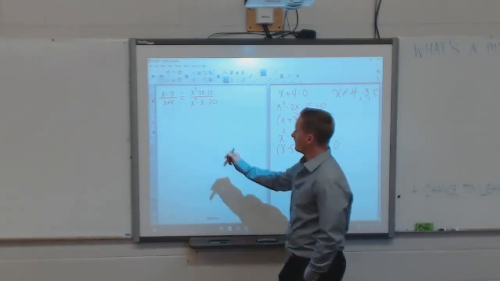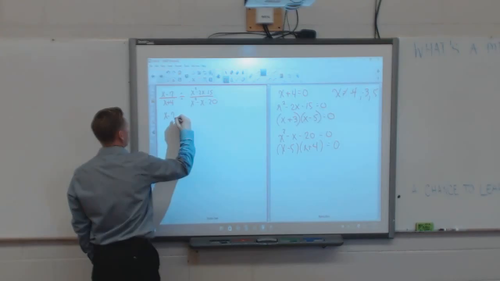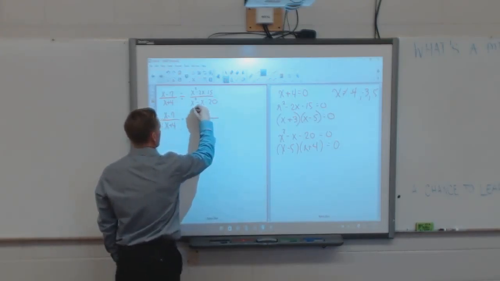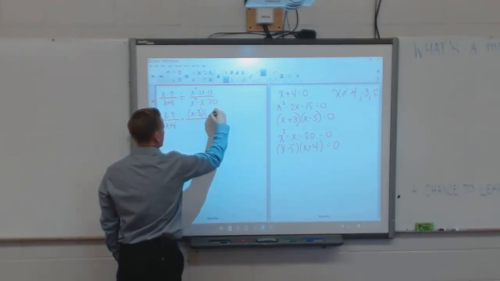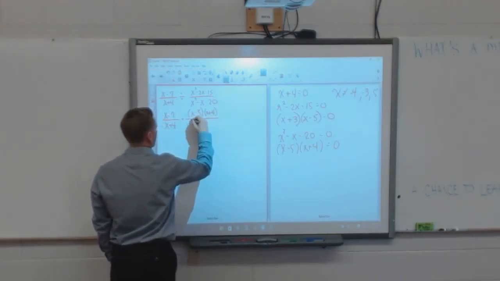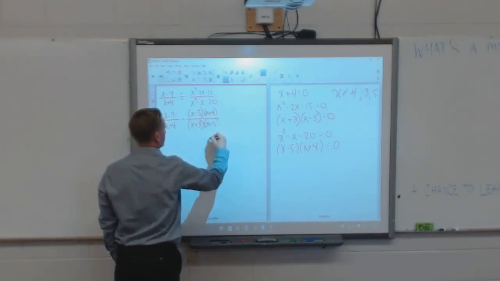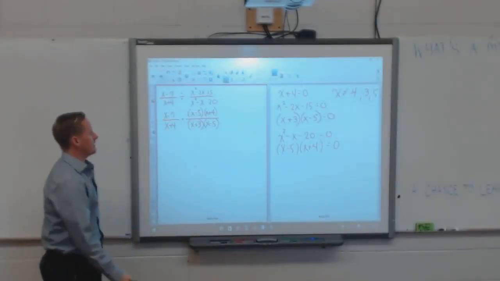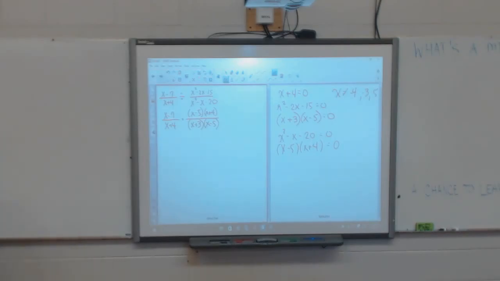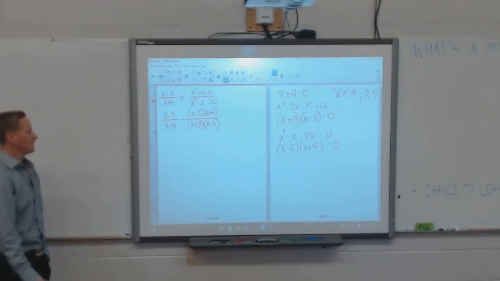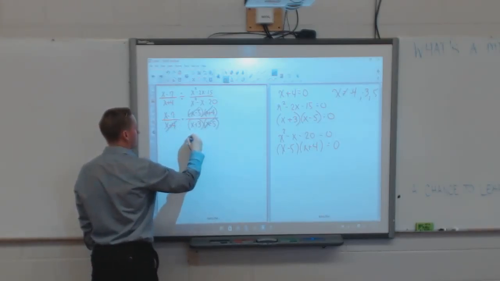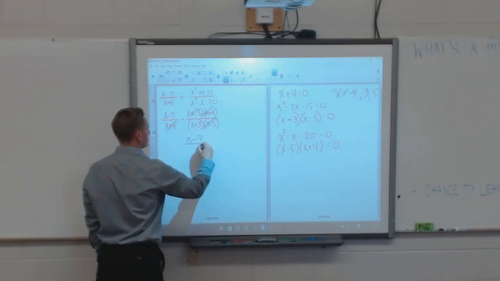So now, x minus 7, x plus 4 times x minus 5, x plus 4 over x plus 3, x minus 5. Okay. Is there anything on the top of the fraction that's also on the bottom that I can cancel? X plus 4 and x plus 4, and x minus 5 and x minus 5. What am I left with? X minus 7 over x plus 3.